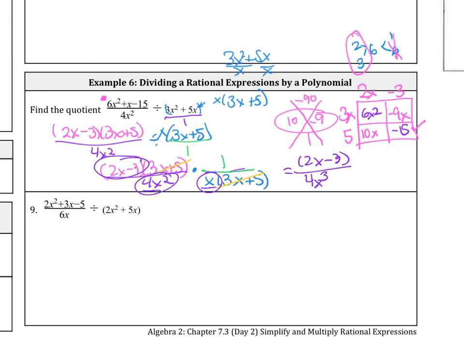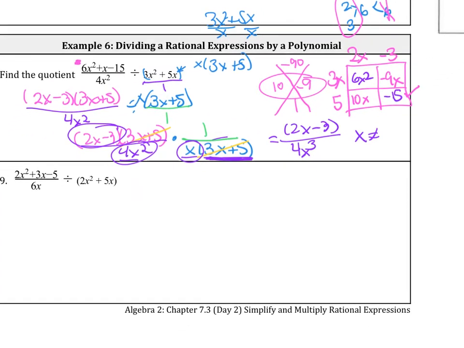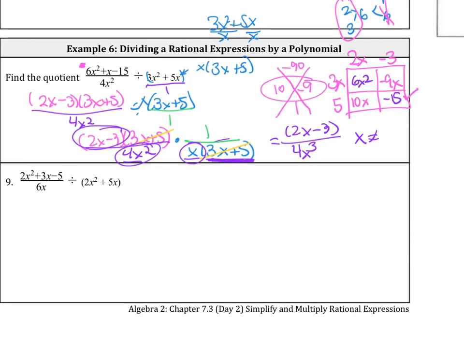And then we talk about our restrictions. So what can x not equal? For sure, you have to name the one that disappears in the denominator. So 3x plus 5. So reminder, when you solve for that, what makes that 0? So 3x plus 5 equals 0. So subtract 5. So 3x equals negative 5, then divide by 3. So x cannot equal negative 5 over 3. So that's the one you have to name for sure. Well, we should also name this one here. X can also not be 0.